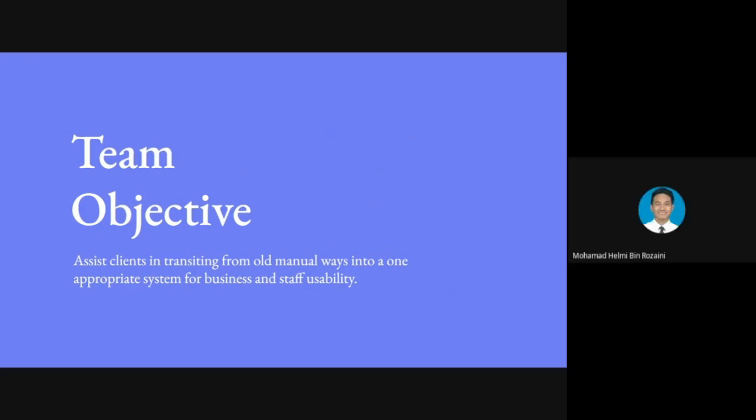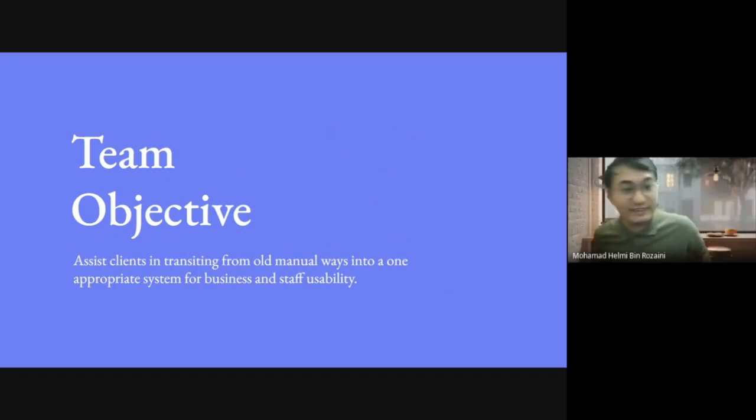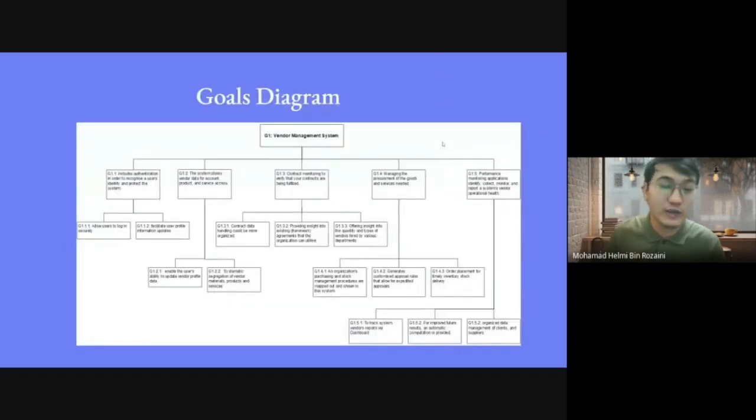Thank you, Farah. We'll continue with our team objective. The first one is to assist the client in transitioning from manual ways into one appropriate system for business and staff usability. We are aware that this company's contract, sales, and vendor data are stored in physical files, which is inefficient because they must search through cabinets to locate a single file. In our system, we offer real-time monitoring so the employees are better informed of contract expiration and procurement progress.